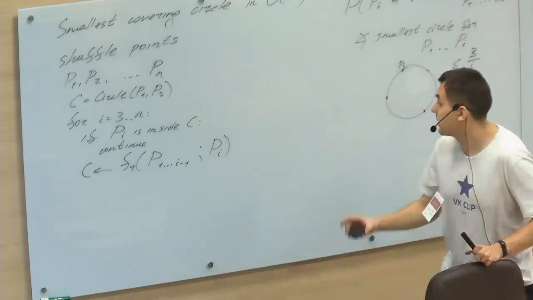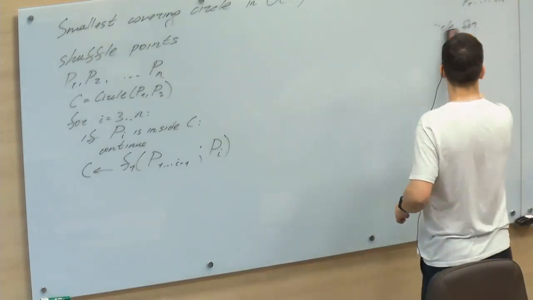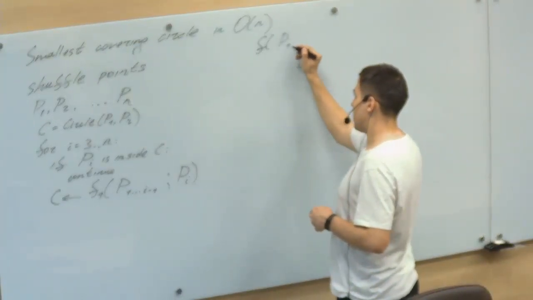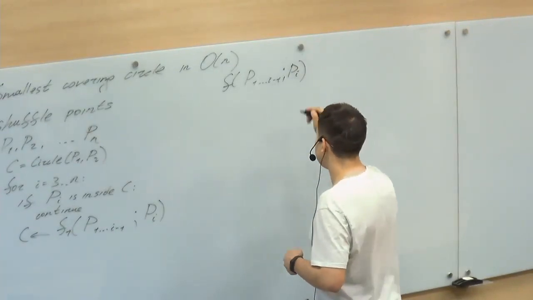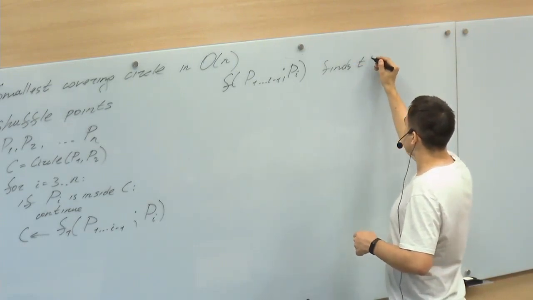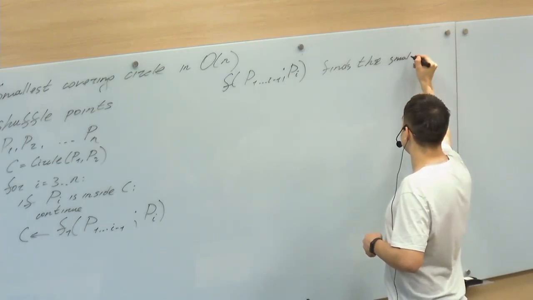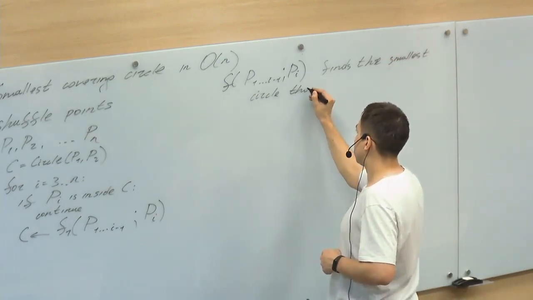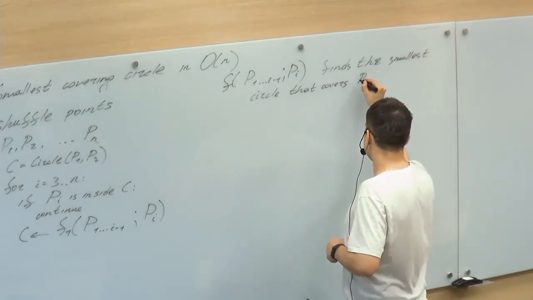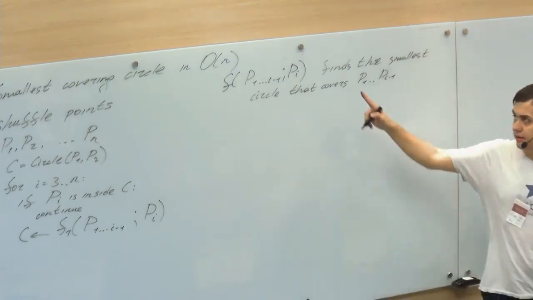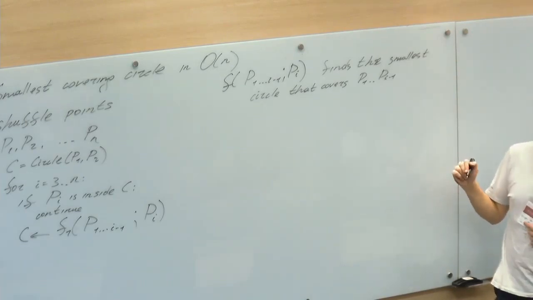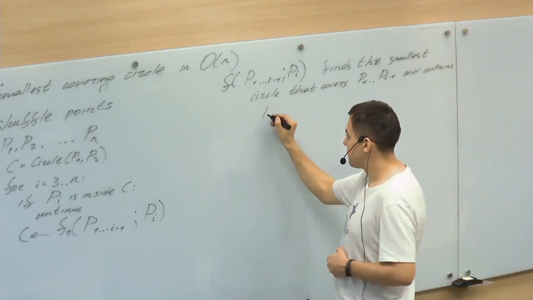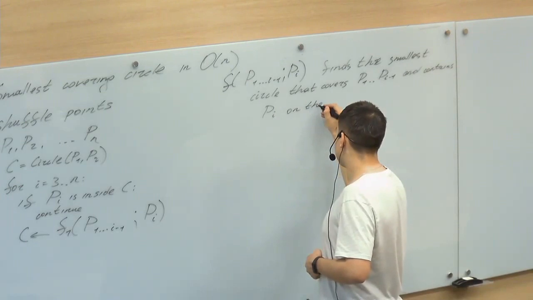So F1 of P1, ..., Pi minus 1, and Pi finds the smallest circle that covers P1, ..., Pi minus 1, and Pi is one of the points on the border, and contains Pi on the border.